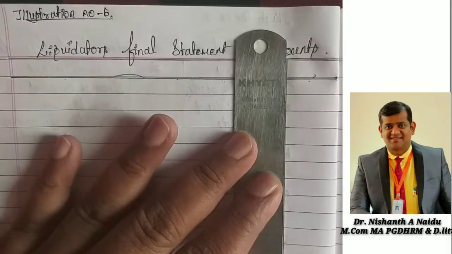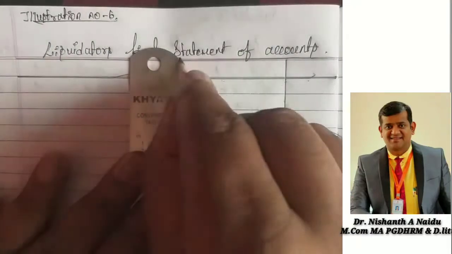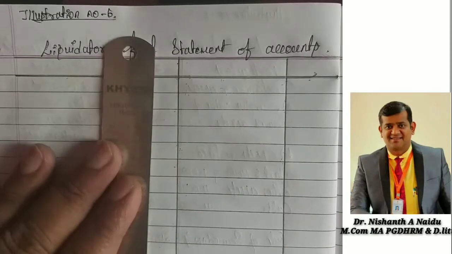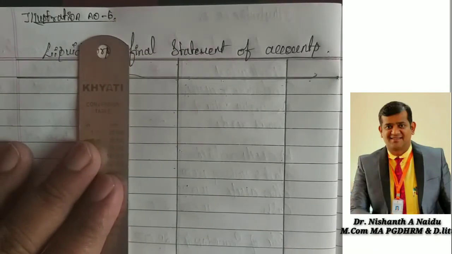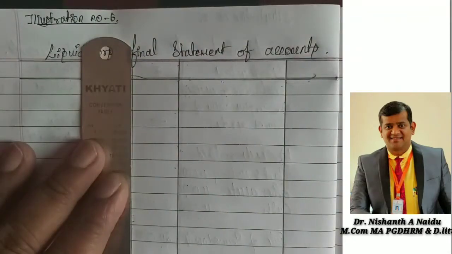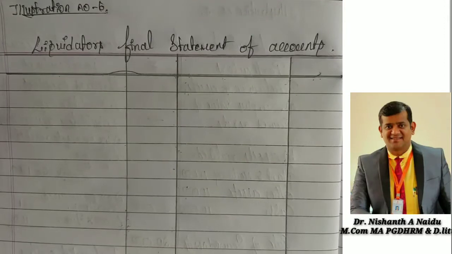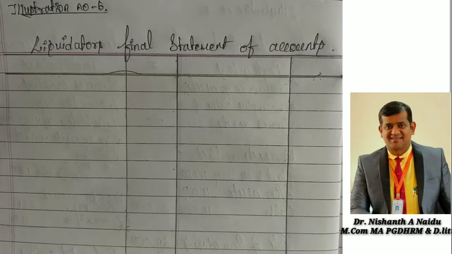So I'm almost drawing a table full page, so that if the problem goes on lengthy also, we should not feel congested to make entries. Okay. Liquidators final statement of accounts. So you can make that entry clearly.